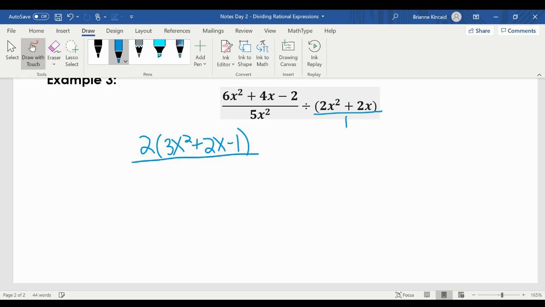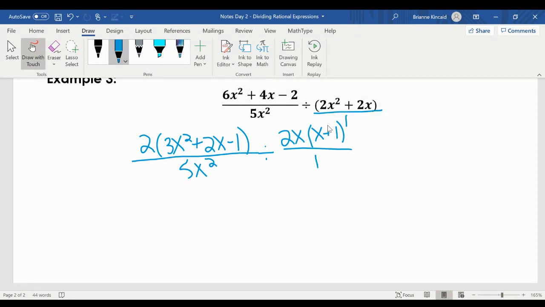5x squared is a monomial. That means it can't be factored, so we just rewrite it. Divided by, in the numerator of the second fraction, I have a GCF of 2x. Remember, if you have two terms, you should still have two terms on the inside. So even though you're taking 2x from 2x, you need a placeholder there of 1. We're left with x plus 1 on the inside, all over 1.